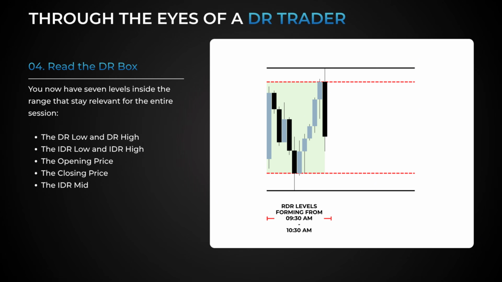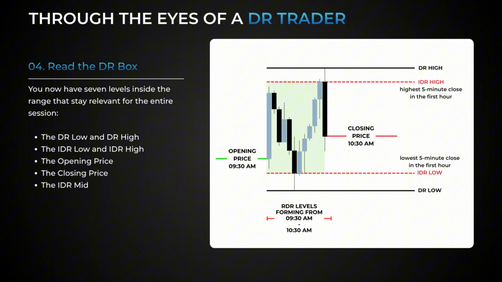You now have 7 levels inside the range that stay relevant for the entire session. The DR low and DR high, which are the outer boundaries. The IDR low and IDR high, which are inner reference points. The opening price, where the session started. The closing price, where the first hour ended. And lastly, the IDR mid. All of them stay relevant throughout the session and even before price confirms into a direction.